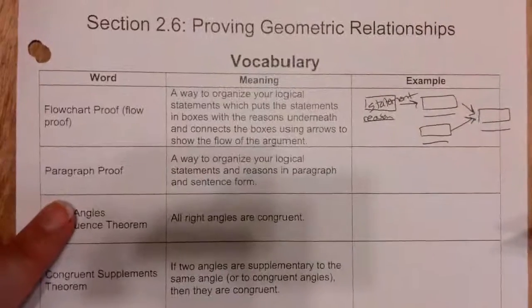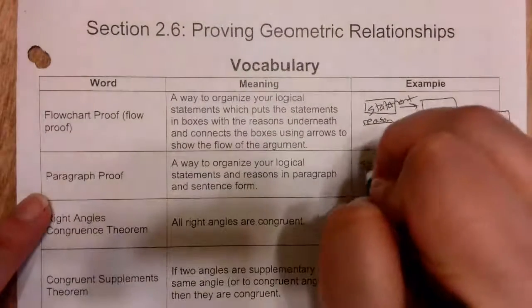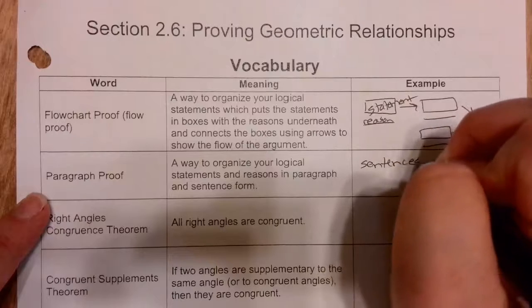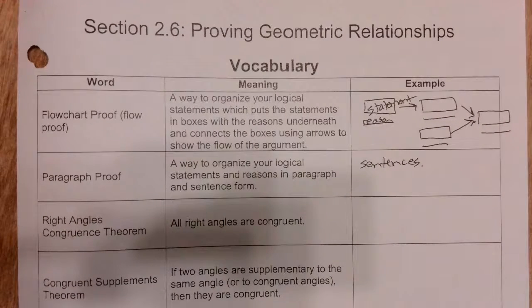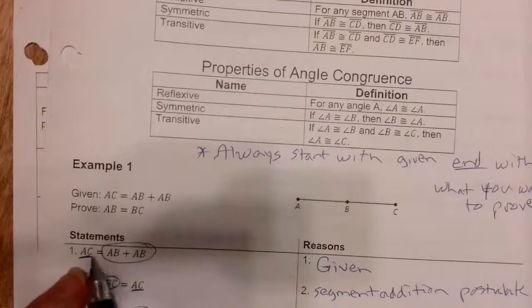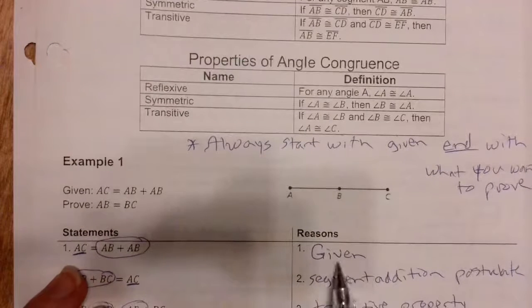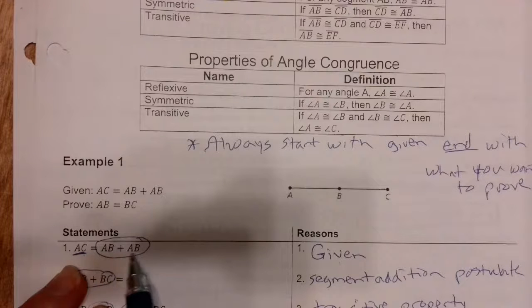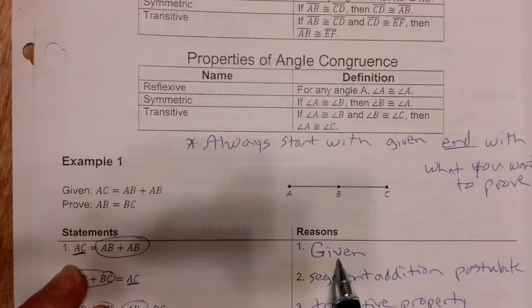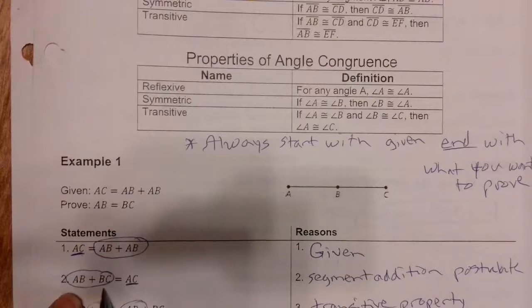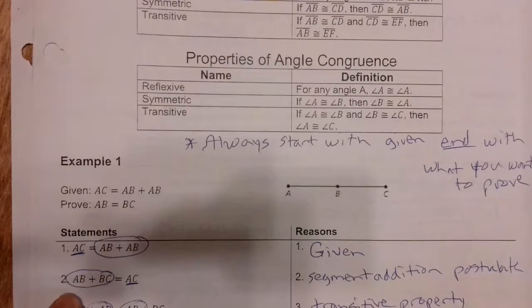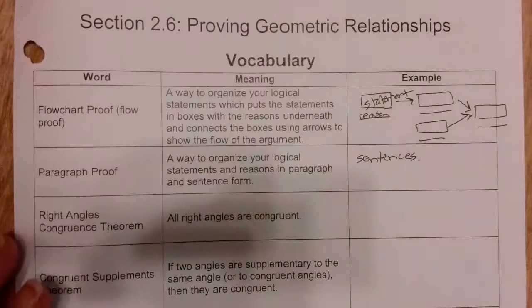A paragraph proof is another way to do a proof. This is with sentences. So instead of saying, what was one of the proofs here from section 2.5? AC is equal to AB plus BC. Your reason was given. You would say something like, AC is equal to AB plus BC because it is given. AB plus BC is equal to AC by the segment addition postulate. So you would include words like then, next, finally, first. Make it a paragraph.